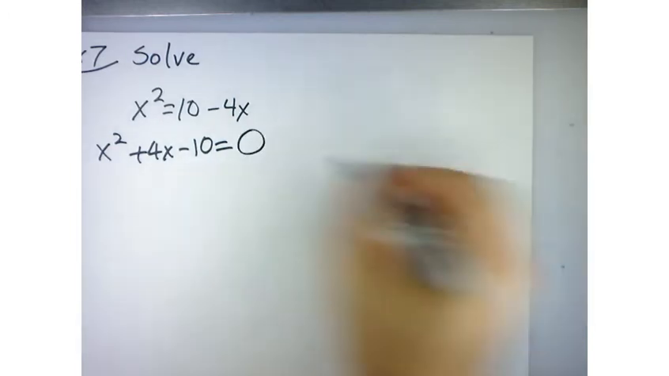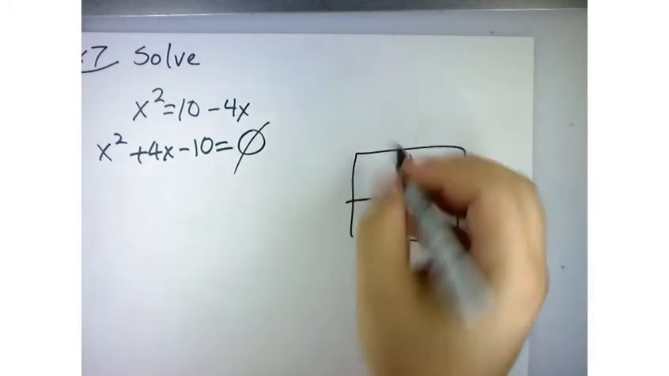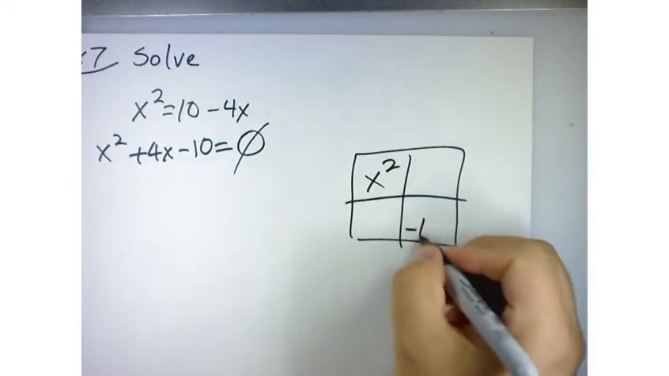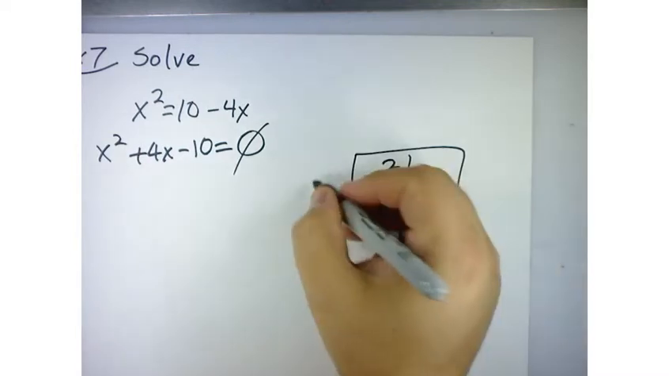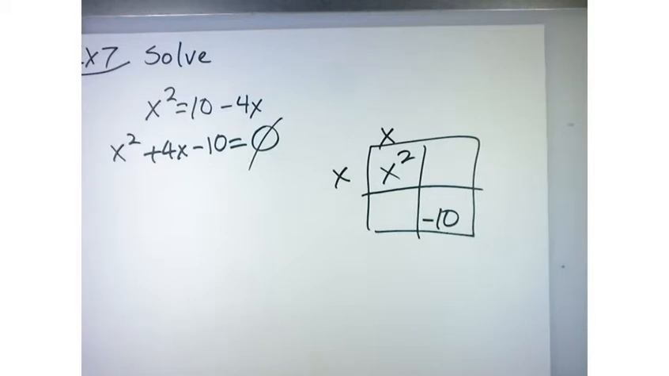So to solve this, we're going to try to find two numbers that when I multiply them I get x squared and then negative 10 here. So this is x times x. What are the factors of negative 10? 10 and 1, and 5 and 2, right? And they've got to add up to equal 4.